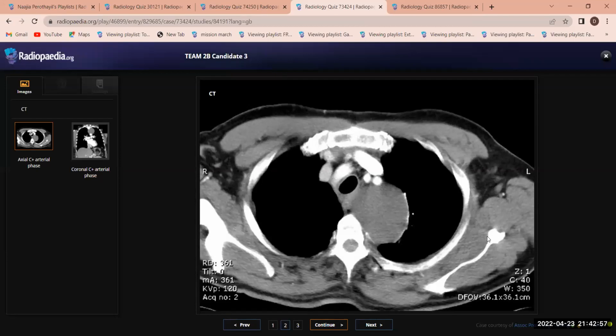Spot image. So this is a spot image of a contrast CT scan in which I can appreciate a cystic density lesion involving the left paratracheal space. It is showing some curvilinear enhancement, or I think it's a curvilinear calcification around it.